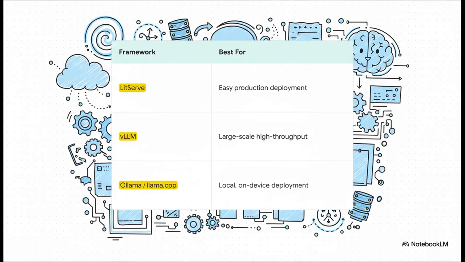And of course, you've got options here, and it really depends on what you're trying to do. This table breaks it down nicely. If you're building a real production app and you just need something easy and fast, LitServe is a fantastic choice. If you think you're building the next big thing and you need to handle tons of traffic, vLLM is probably your go-to. And hey, if you just want to play around with a model on your own laptop, tools like Ollama make that incredibly simple.